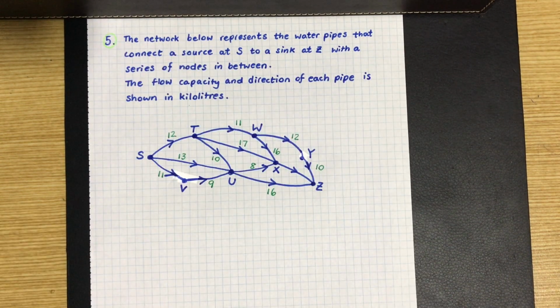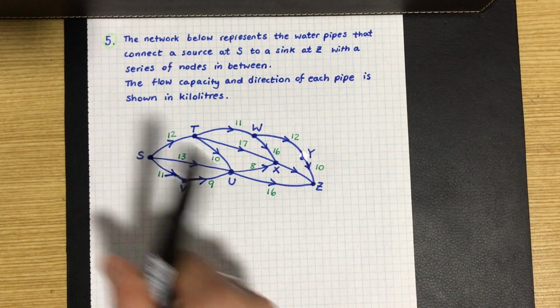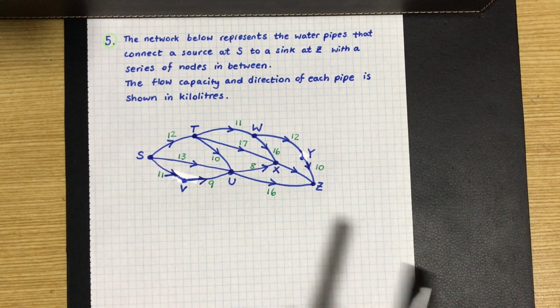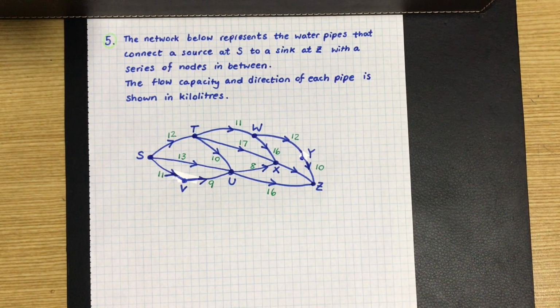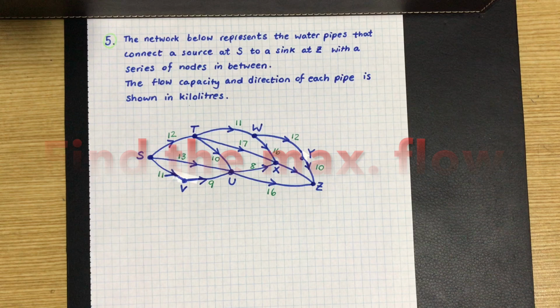Question 5. The network below presents the water pipes that connect a source at S. Source is a starting point. Where's the S here? And to a sink at Z. That's a finishing point, Z. We call it sink. With a series of knots in between. Okay, so there's lots of knots in there. The flow capacity and the direction of each pipe is shown in kiloliters. And then the question is to find the maximum flow.